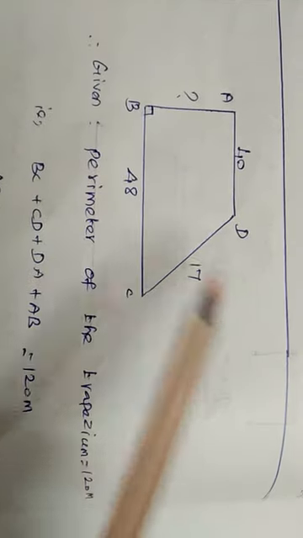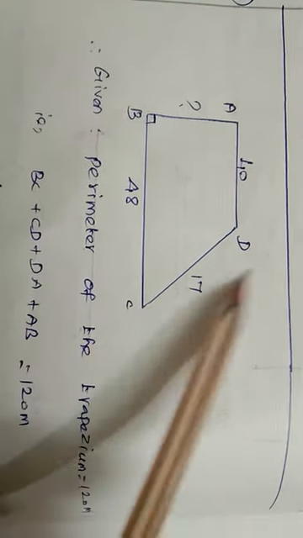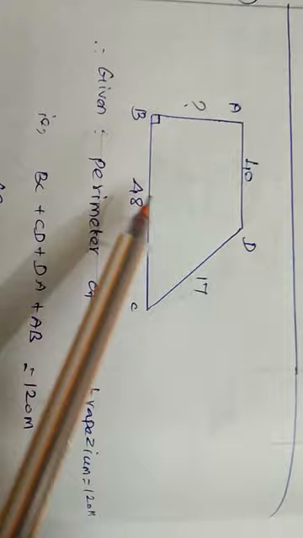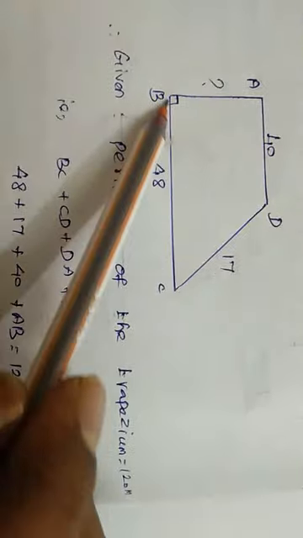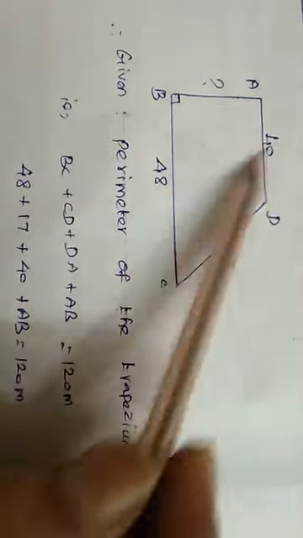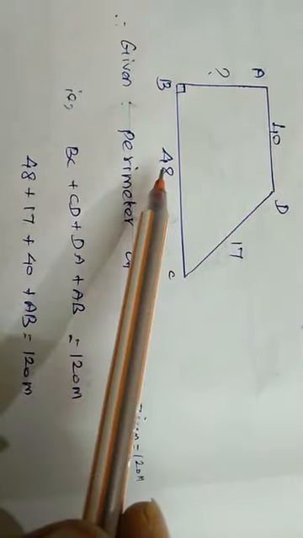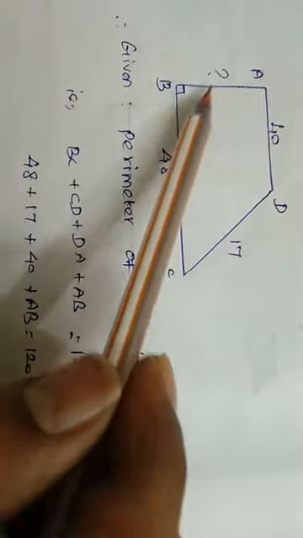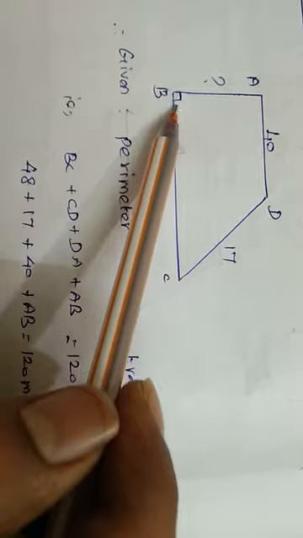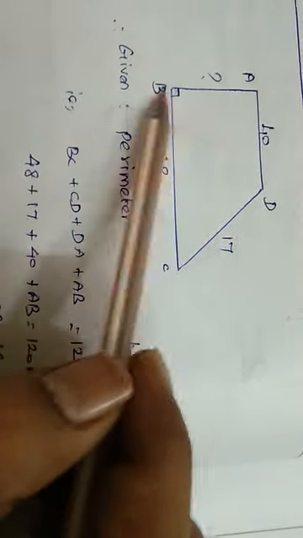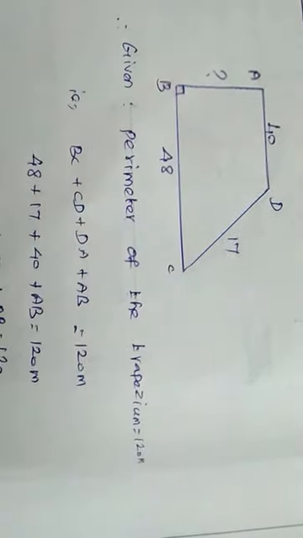So for that, given BC 48, CD 17 and DA 40, AB we need to find. Why? We need to find the area, no? So for that, the parallel sides are 48 and 40, we can consider A and B. So this is the height, because a side of a trapezium is also possible to be the height. So this one we need to find.